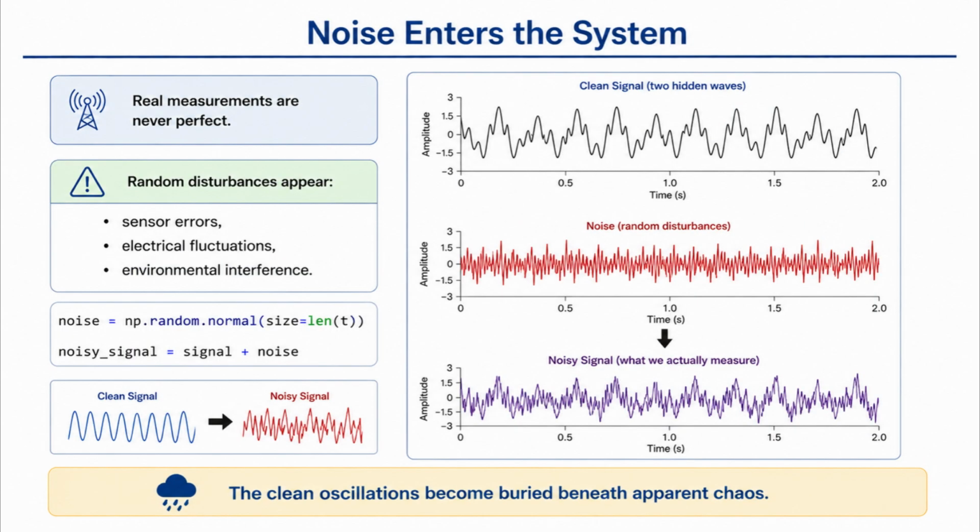But real-world measurements are never perfectly clean. Random disturbances from sensors, electronics, and the environment introduce noise into the system. The smooth oscillations become buried beneath apparent chaos. The true structure is now difficult to see directly.